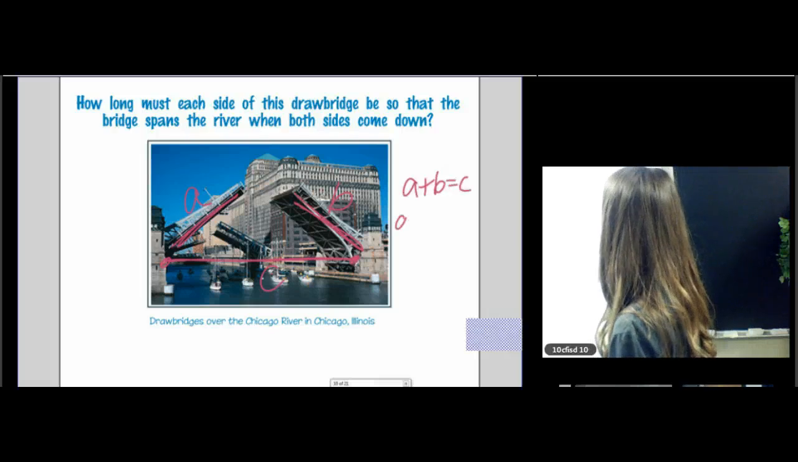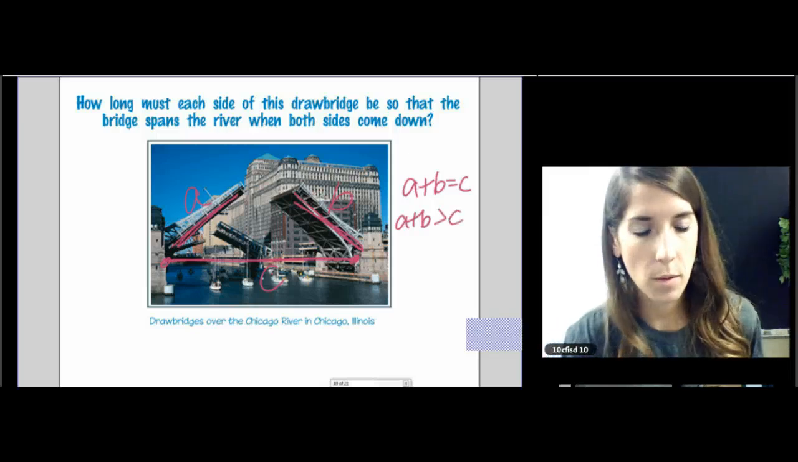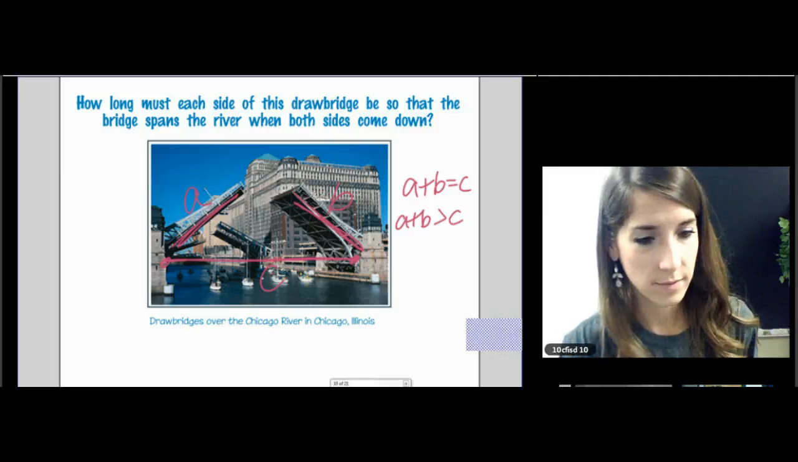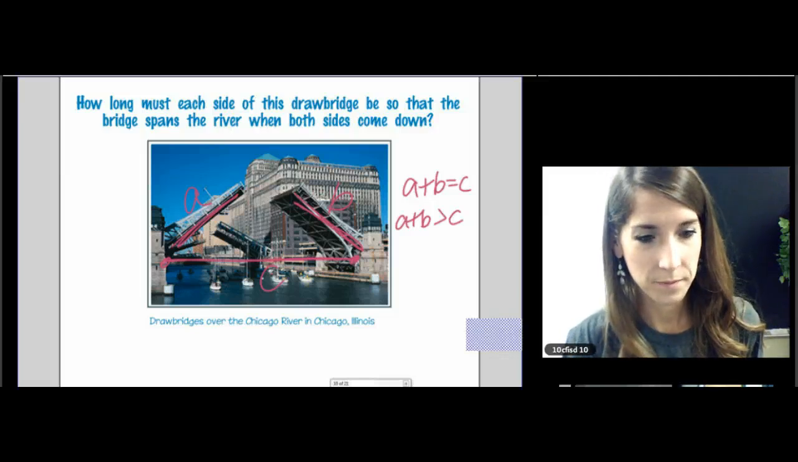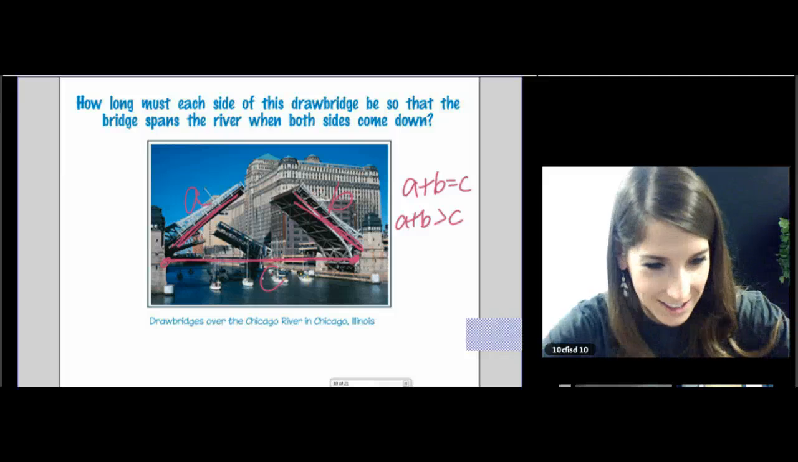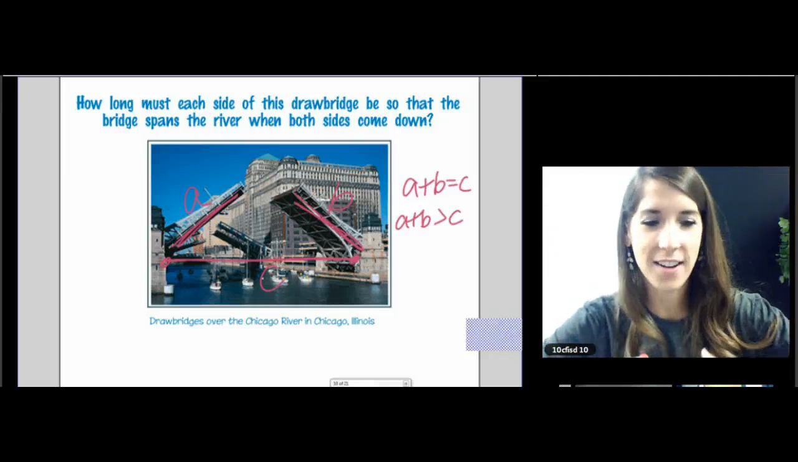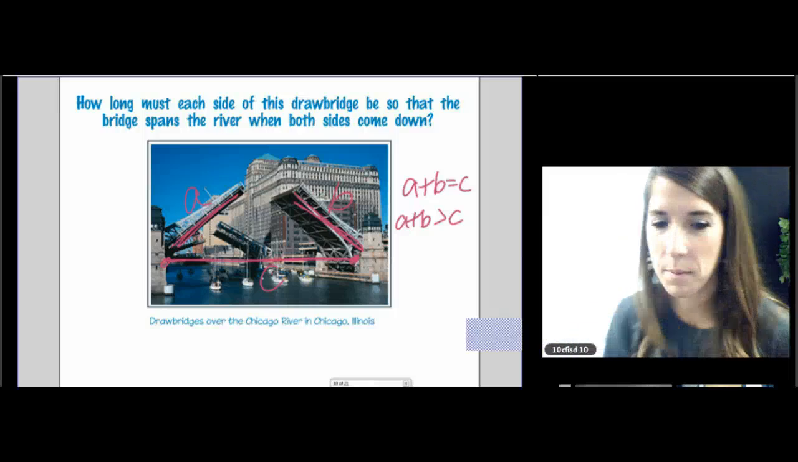Now, what if A plus B was greater than C? What would happen? Y'all can use your mics. When it tried to come down, what would happen? Crash. That's what would happen, Chloe. Yeah. Can you just picture the sound happening? Yeah, that would be bad.